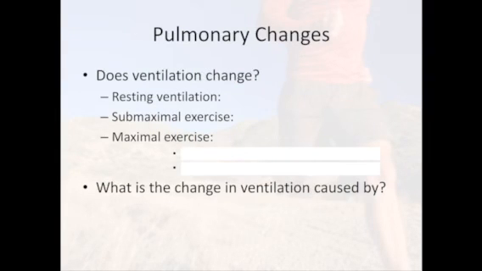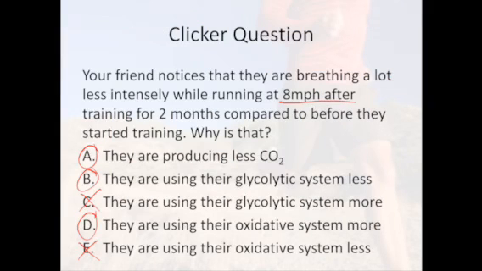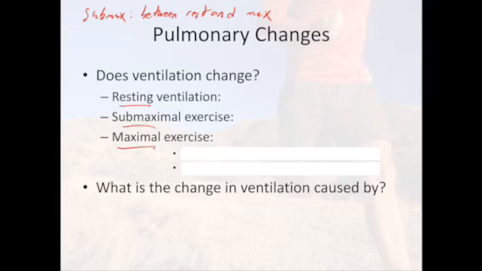Okay, so one thing I want us to think about with all of the changes that we talk about is, how does each factor change at rest? How does it change submaximally and maximally? The definition of submaximal is just anything between rest and max. The way that I'll typically phrase a question would be just like I did on this clicker question. If they were at 8 miles per hour before training and again after training, and we know that 8 miles per hour was below their VO2 max both times, then we would consider that a submaximal bout of exercise.